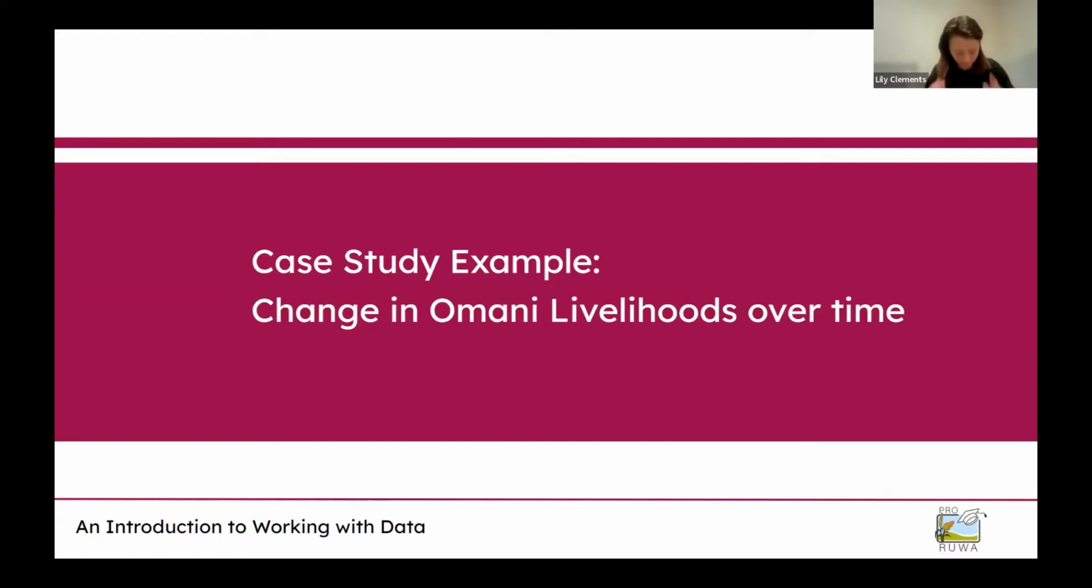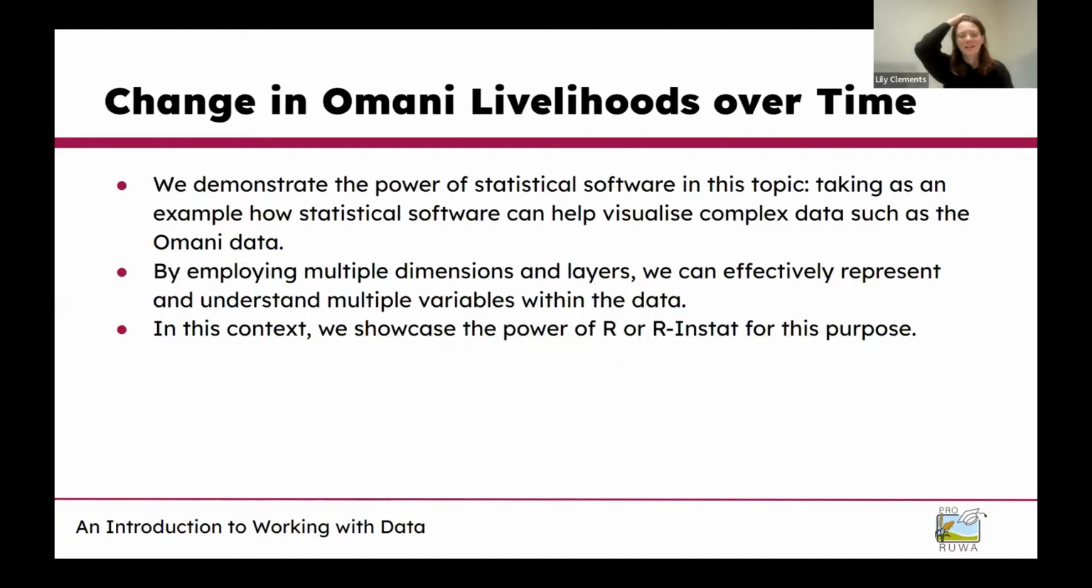To go through this, we're going to do the case study example of a change in Omani livelihoods over time. A survey was given in 2007 and a follow-up in 2017, 2018, across those two years. As a result, we saw how the farmers in three villages in Oman changed their perceptions and their farming habits over that period. There's a lot more information on that back in topic 1. So, change in Omani livelihoods over time.